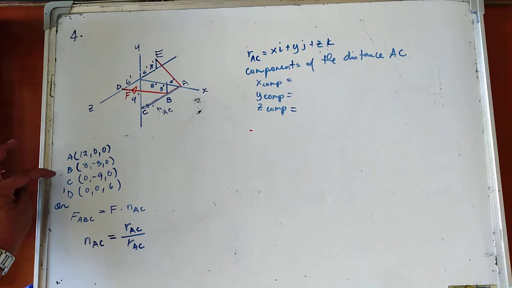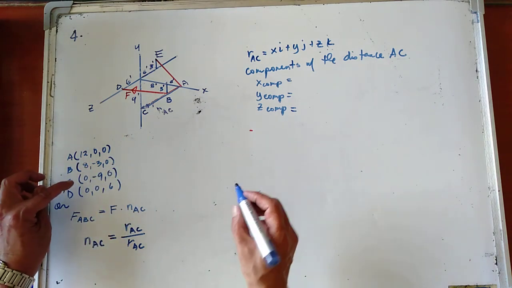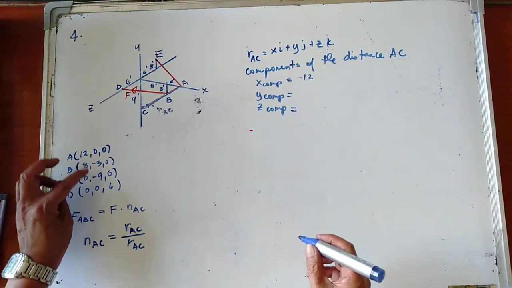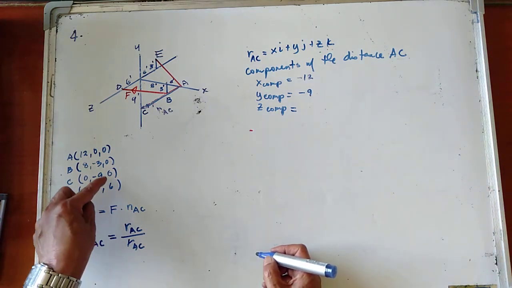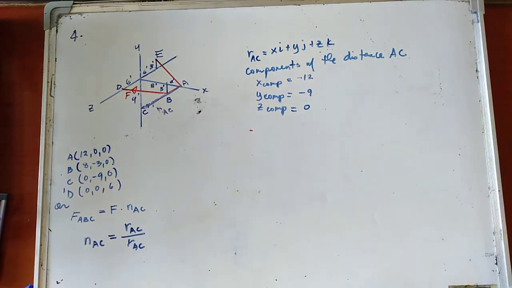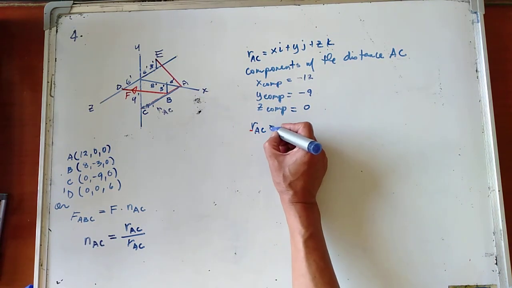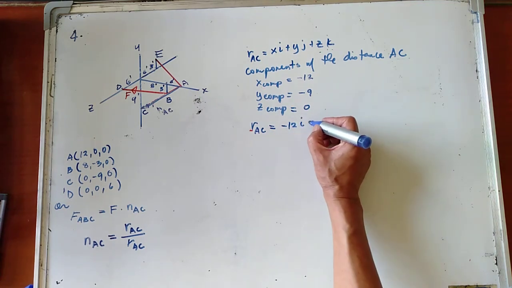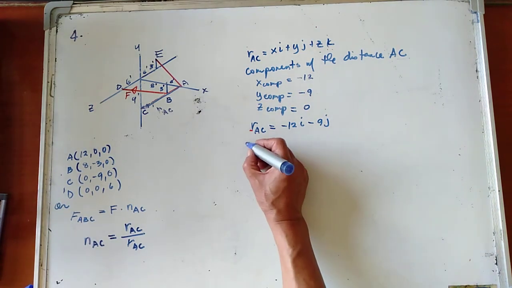So these are the coordinates of A, B, C, and D. So that is AC, directed from A to C. So we have C minus A. So 0 minus 12, negative 12. And then minus 9 and 0, negative 9. And then we have 0 minus 0, so that is equal to 0. So your RAC is now equal to minus 12i minus 9j.